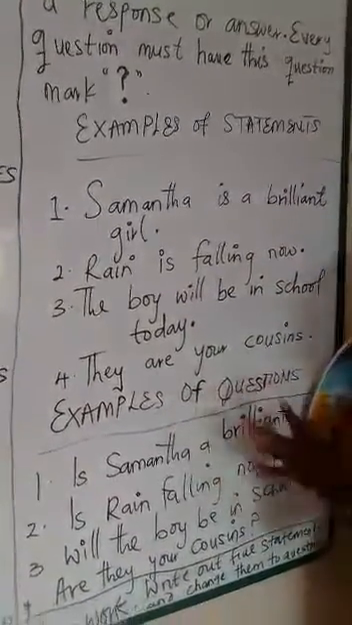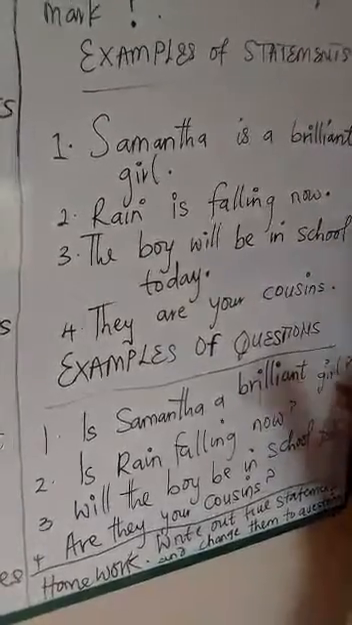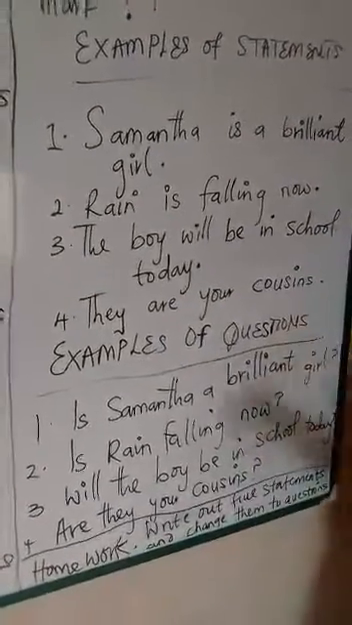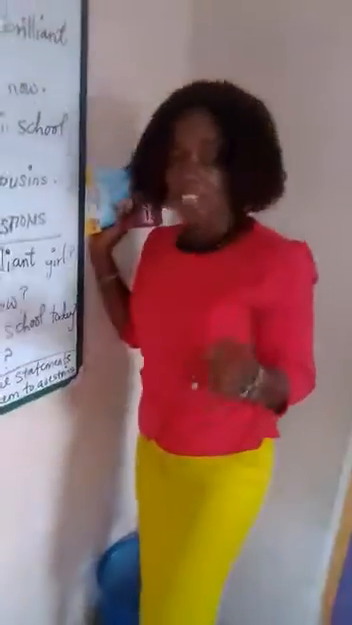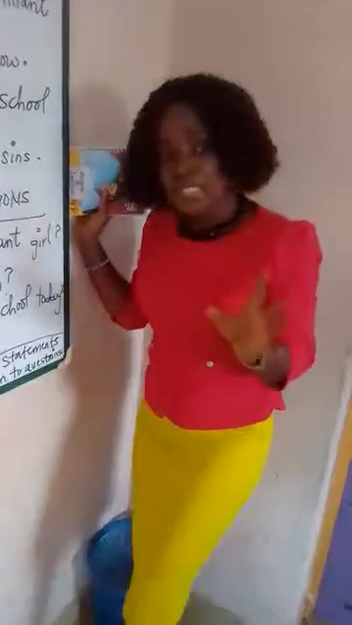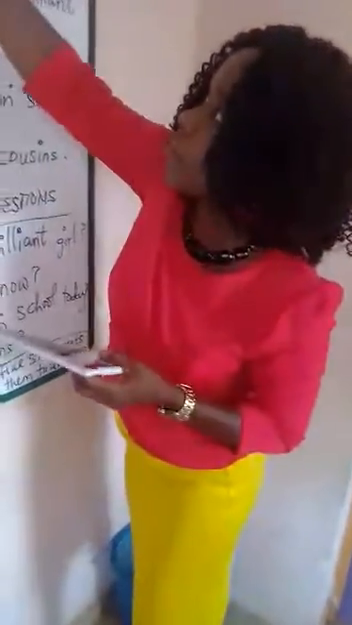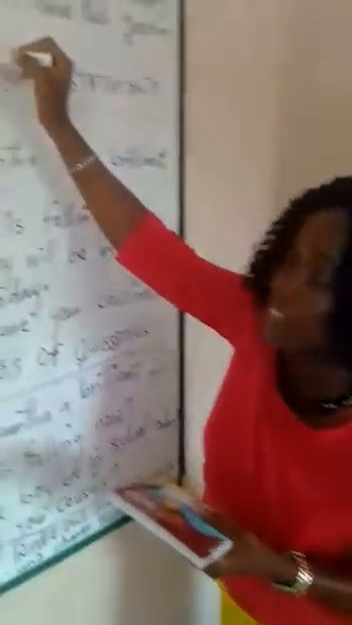Now, some examples of questions. Like I told you, a question is an interrogation that requires an answer. How to identify a question? It must have a question mark. And this is the symbol for a question mark. This is the way it's written.